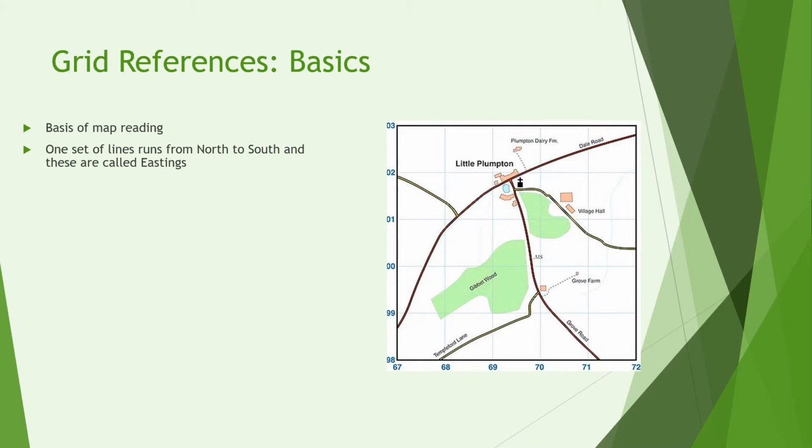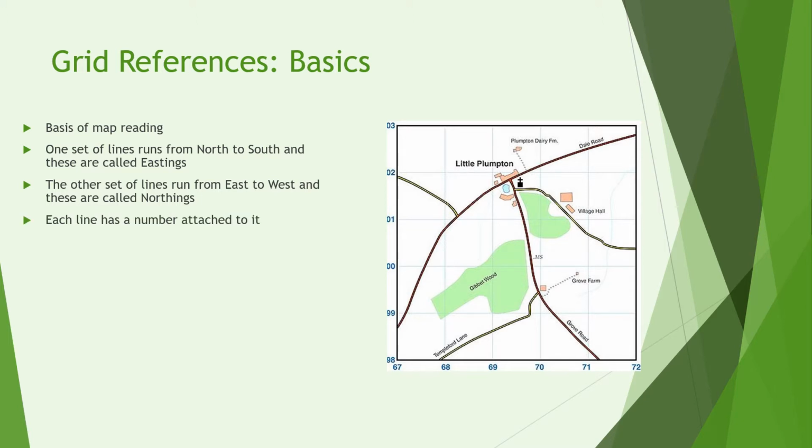One set of lines runs from north to south and is called eastings, and the other set of lines running from east to west is called northings. Each line has a number attached to it, either on the bottom or on the left. On the bottom you've got 67 all the way to 72, and 98 all the way to 03. You may be wondering why the lines running from north to south are called eastings and the lines running from east to west are called northings. This is because the eastings at the bottom go from 67 to 72, increasing as you go from west to east, whereas the northings increase as you go from south to north.